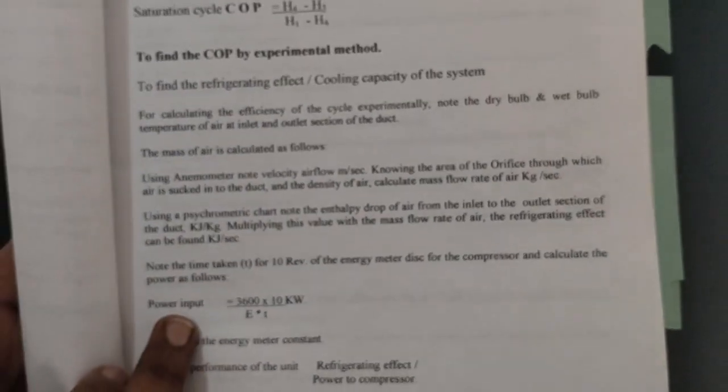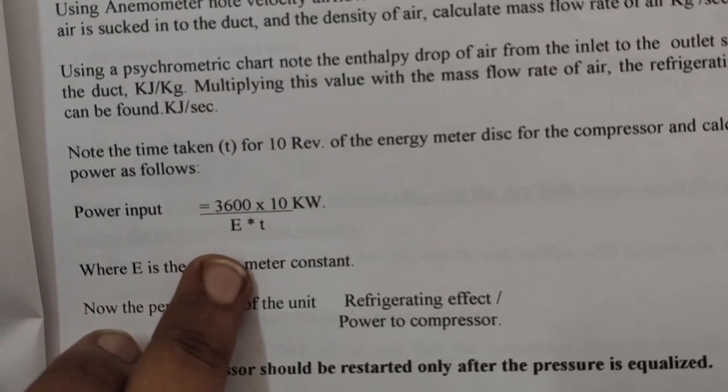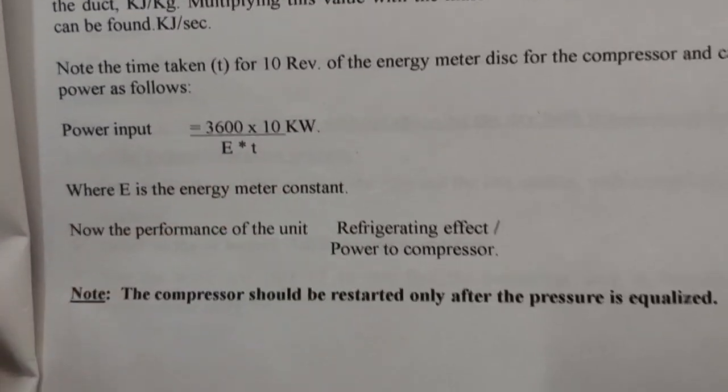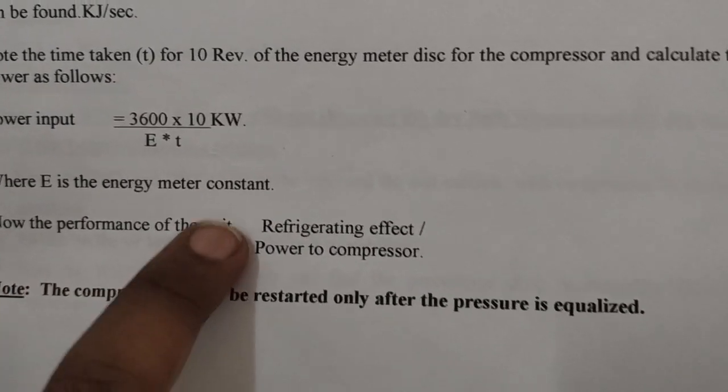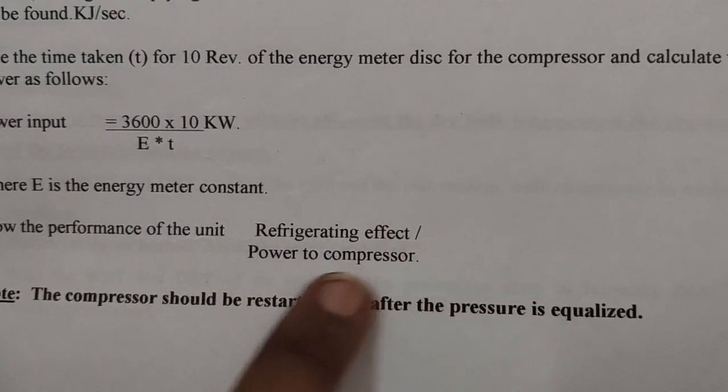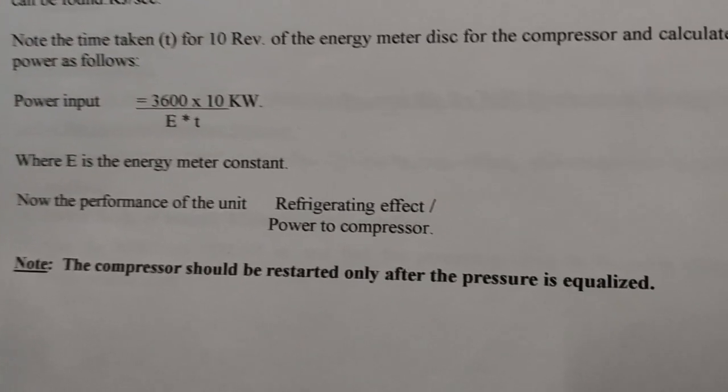Next is power input, which is 3600 into 10 divided by E into T, in terms of kilowatt, where E is the energy meter constant. The performance of the unit is the refrigeration effect divided by the power of the compressor.